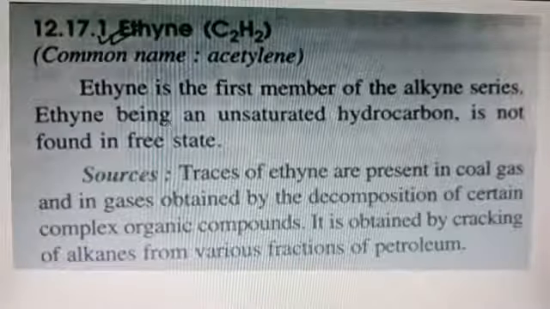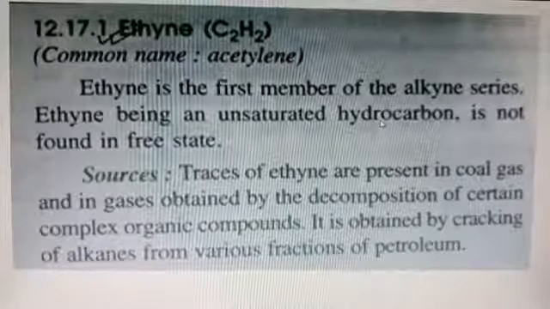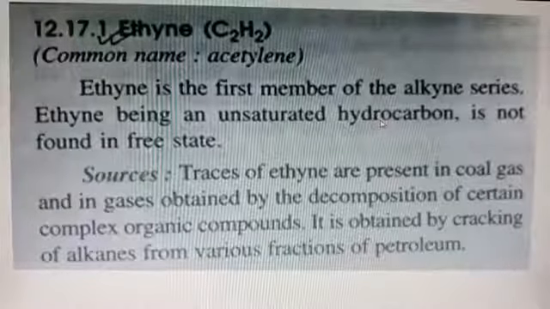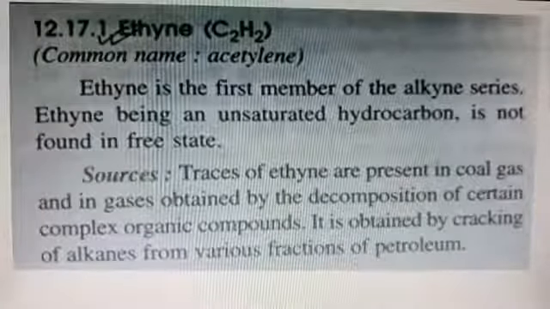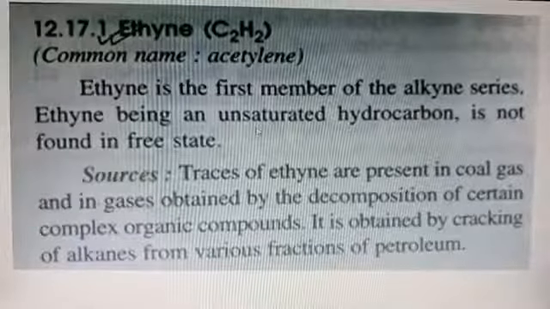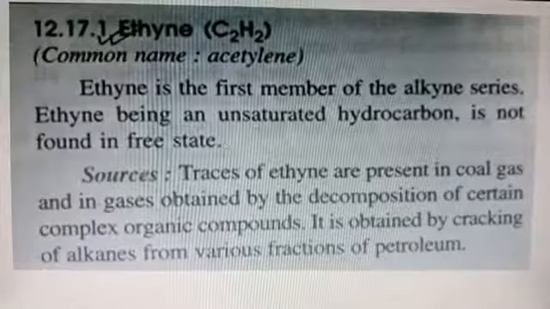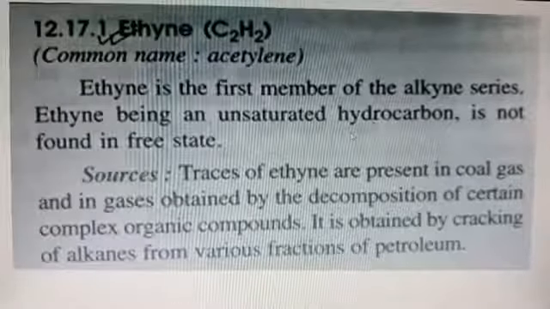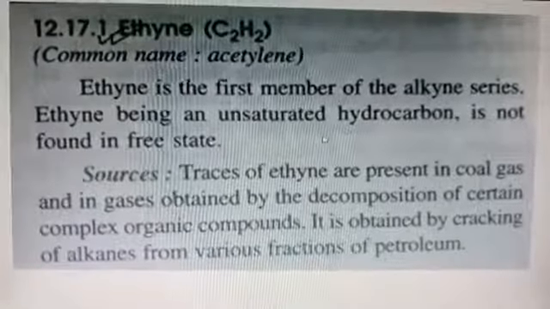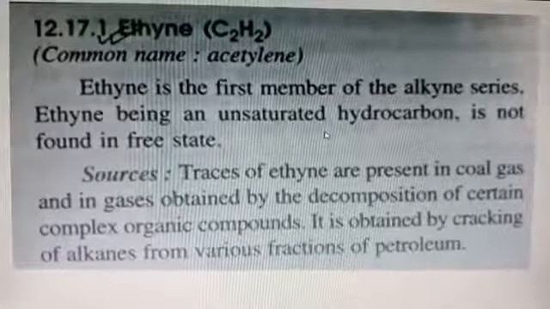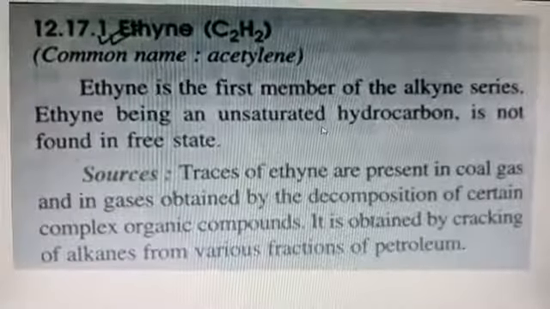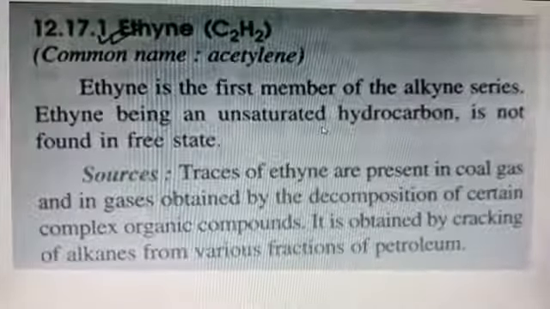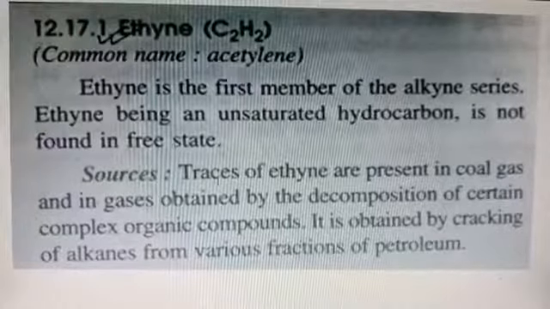Ethyne being an unsaturated hydrocarbon. Why is it unsaturated hydrocarbon? Yes, it is unsaturated because more hydrogen atoms can be added. It is not found in free state. So why is it not found in free state? Because it is unsaturated hydrocarbon, and all unsaturated hydrocarbons are highly reactive. Saturated hydrocarbons are less reactive, but unsaturated hydrocarbons are highly reactive. Hence, they are not found in free state.